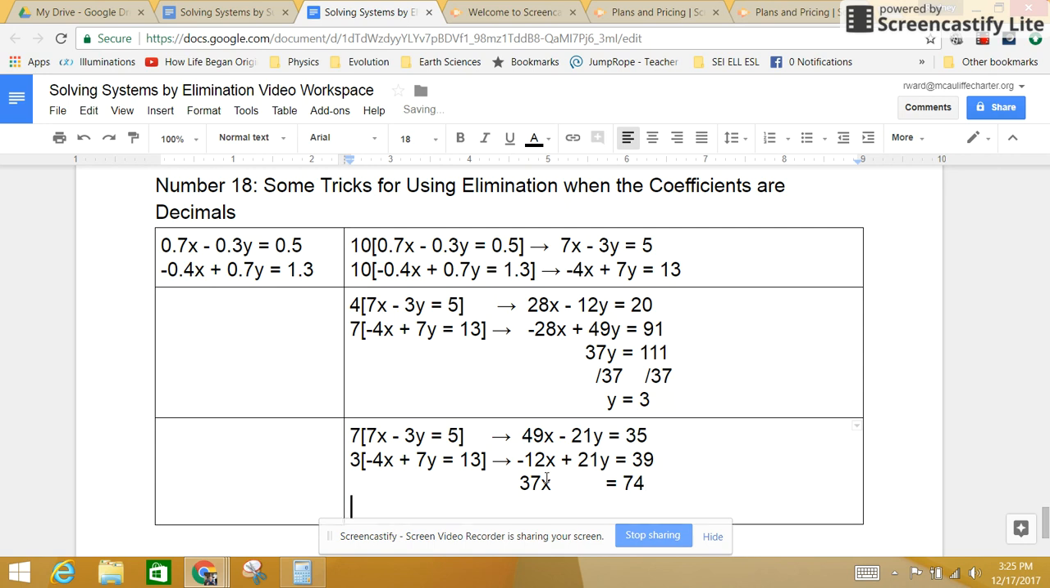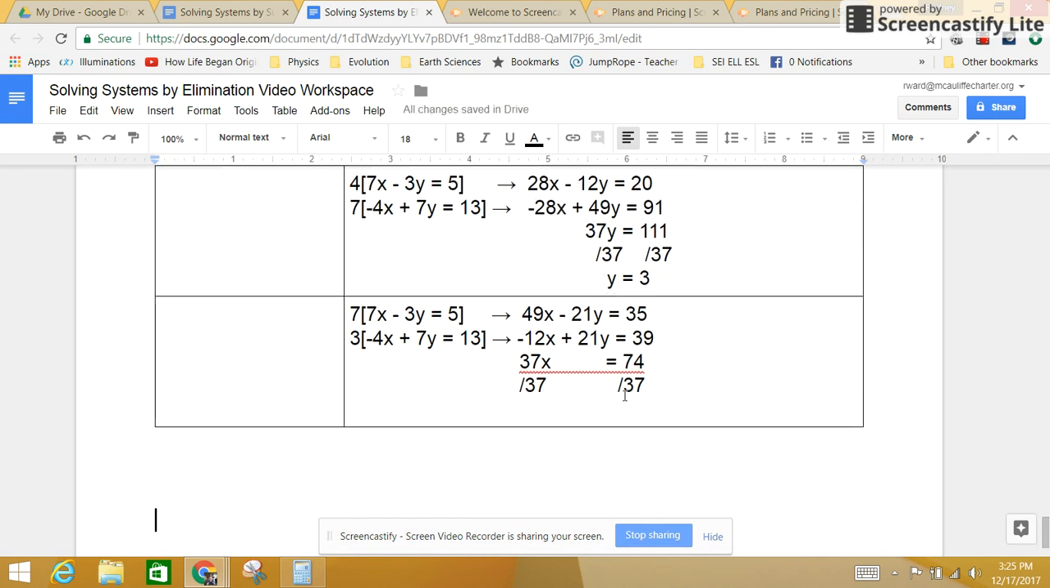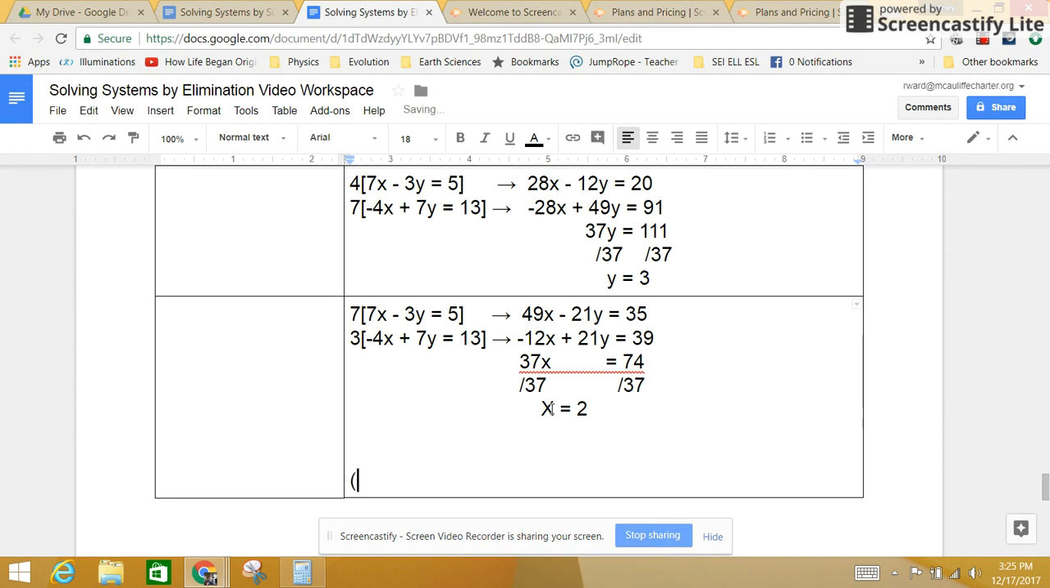And then when I divide both sides by 37, x equals 2. So I have a solution. The solution is x is 2, y is 3. And I'm done.